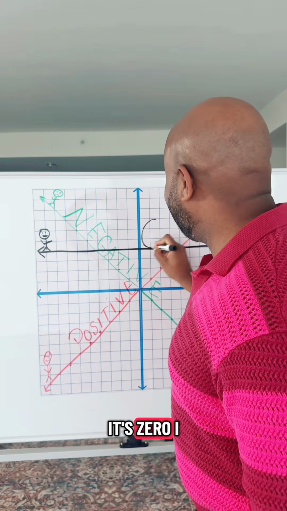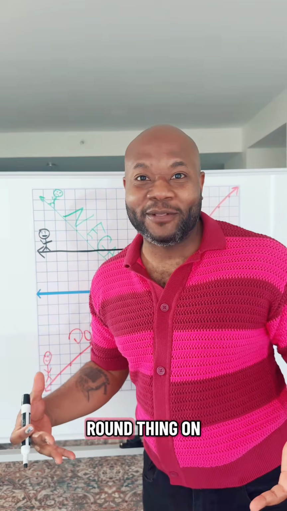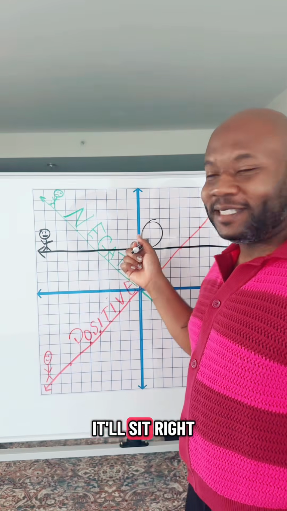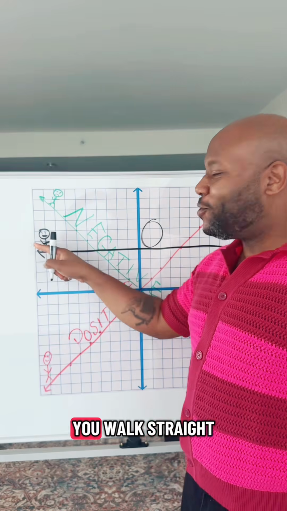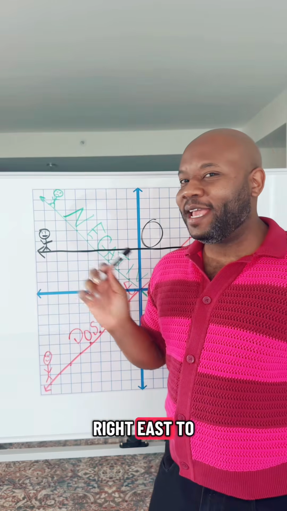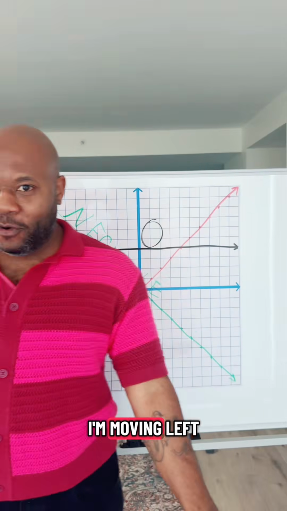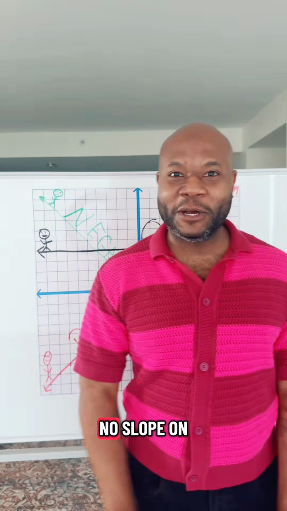It's zero. I like to remember this because if I sat a tomato or apple round thing on top of it, it'll sit right there. Zero. You walk straight across. A line with a zero slope goes left to right, east to west, or horizontal. This person's walking straight across. I'm moving left to right. There's no slope on the ground.